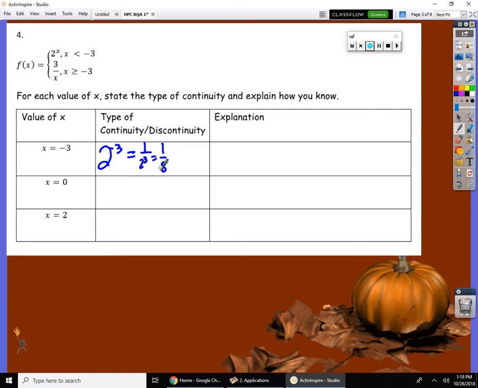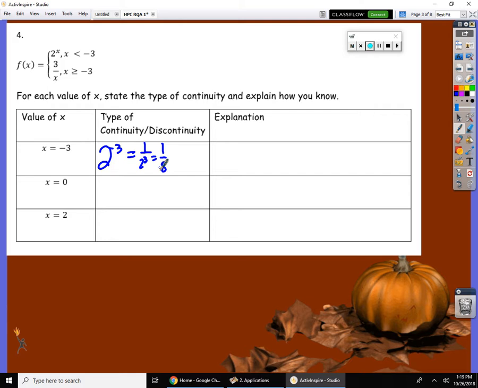What is your question? I did 1 over 2 to the... What does the original equation say? 2 to the negative 3. What do we do when we have a negative exponent? We do the reciprocal of the base. So we end up with 1 over 2 to the third. 2 to the third is 8. So my answer is 1 over 8. Everyone good with that?